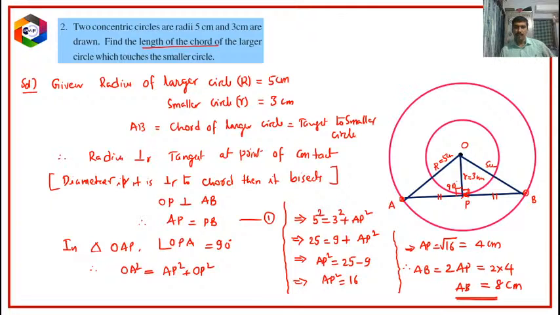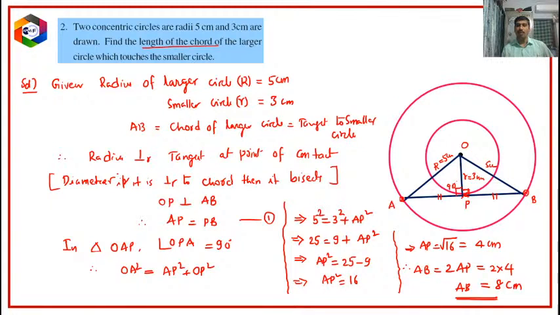Okay, yes. So once again, just listen carefully. Here are the two concentric circles. The larger circle radius is 5 centimeters and the smaller circle radius is 3 centimeters, and there is a chord of the larger circle which touches the smaller circle. That means it is a tangent. So the given information which we have mentioned: the radius of the larger circle is 5 centimeters and the smaller circle is 3 centimeters, and AB is the chord of the larger circle which is a tangent to the smaller circle.